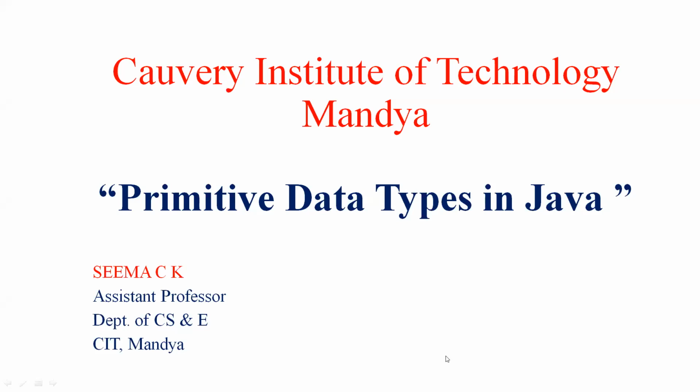In Java, data types can be of two different categories: one is the primitive data type and the other is the non-primitive data type. Today in this session, I am going to explain primitive data types. Later, in the upcoming session, we'll discuss non-primitive data types. So let's start with the primitive data types.